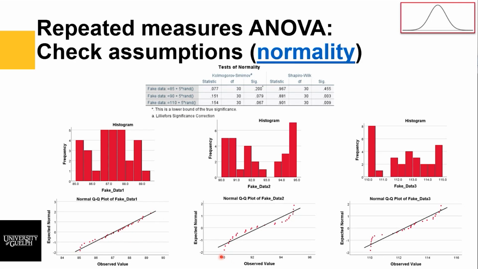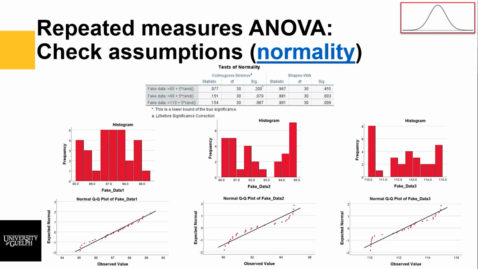But for fake data 2, it kind of is like pulling in this S shape, so that's a giveaway that this probably fails normality. And similarly for fake data 3, it kind of makes like this S shape. The data points don't fall very close to that line, so we've probably failed normality for those. So we can use the statistic and visual inspection to assess normality.